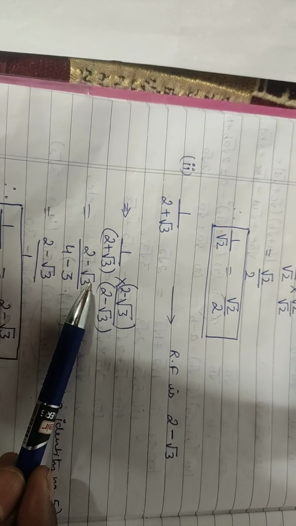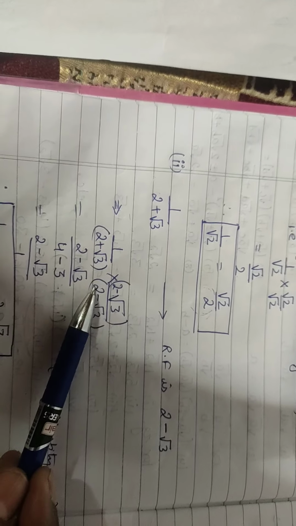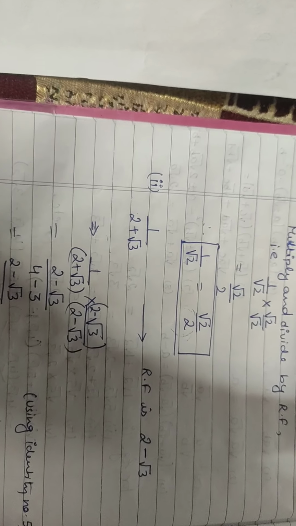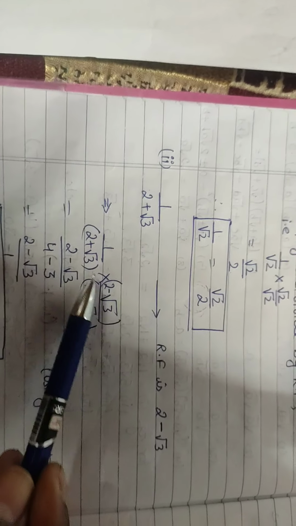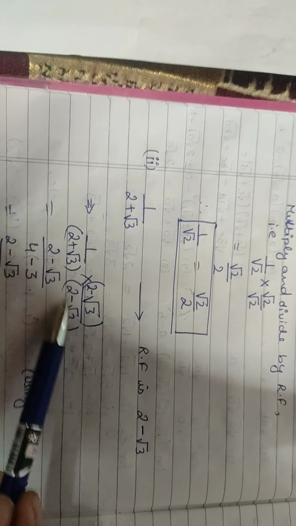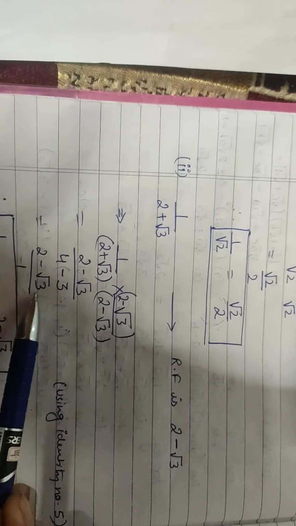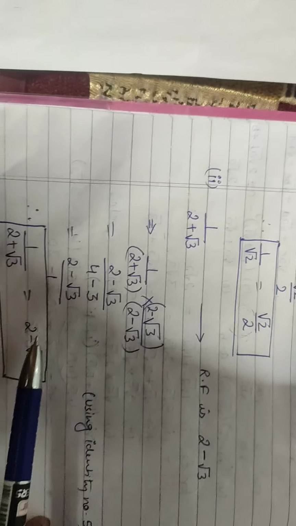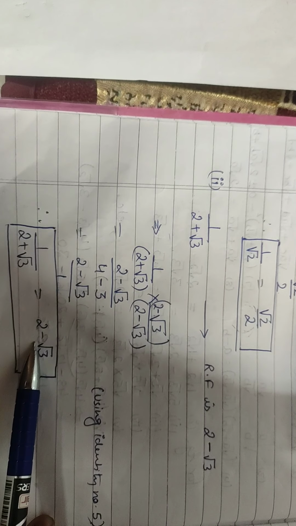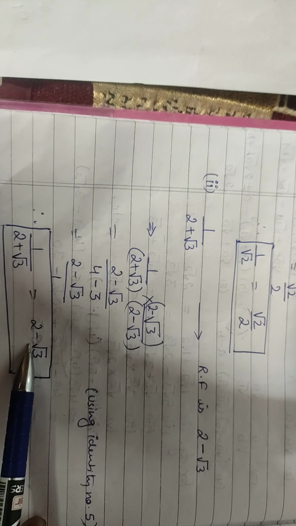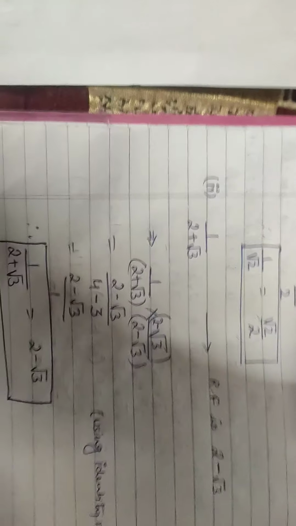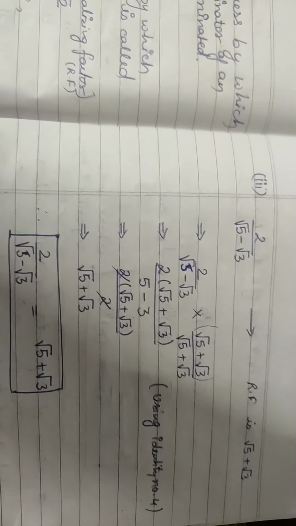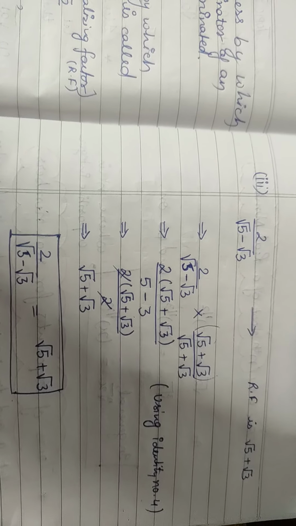2 minus root 3 upon, here again I am going to use identity number 5 which we have studied. So 2 square means 4, root 3 square means 3. So what do I get? 2 minus root 3. So here we can write 1 upon 2 plus root 3 as 2 minus root 3. And here we have one more example. You just observe and try to do it.